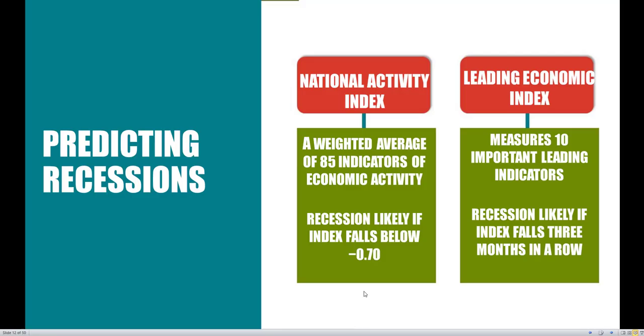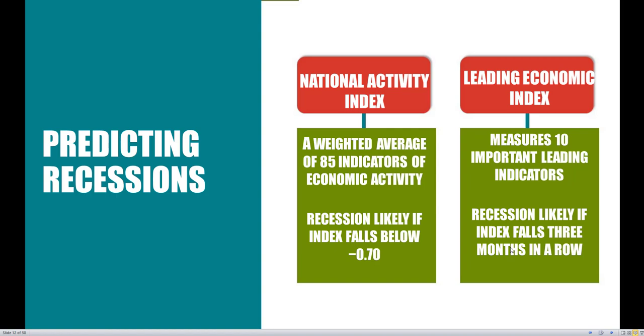The second indicator, or second tool, that we can use in order to predict recessions is the leading economic index. This is a measure of 10 important leading indicators, and this is made by the Conference Board. So instead of using 85 indicators, they just focus in on 10 leading indicators, things like stock prices and incomes, just for example. And in terms of a recession, they are predicting a recession is likely if this index falls 3 consecutive months in a row.